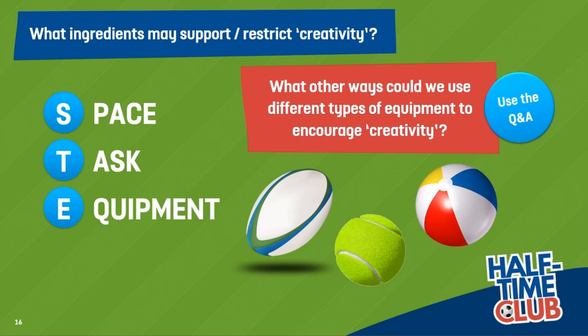So use the Q&A function. Just think about how we could use different types of equipment to encourage creativity and actually what impact it might have. So, for example, a rugby ball, just think about what that might encourage players to do. A tennis ball, what might it be in its size, and it might not be as bouncy. What might it get players to think to do? So just think about how we use different types of equipment, and you may think of other equipment that you might want to talk about as well.